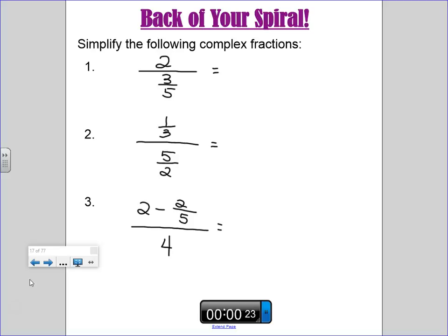For how many of you guys did 2 over 1 help? That's 2 over 1 over 3 over 5. That was the hint I gave you over there. This one you can do 4 over 1.